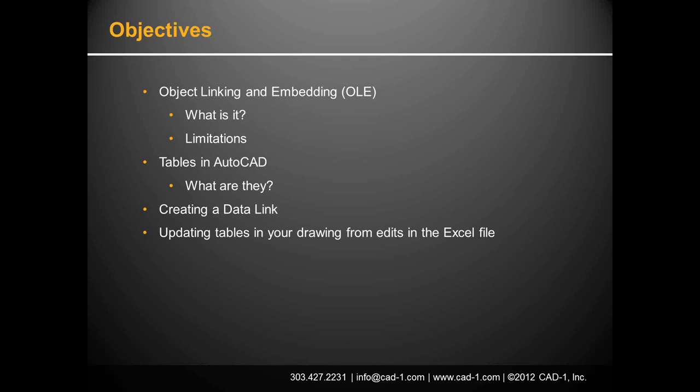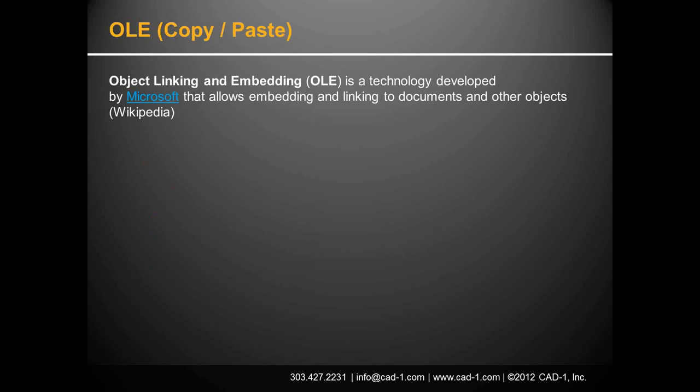So once we've created the data link, we've brought things into AutoCAD. I'm going to talk about how you update your tables, and then here's something a lot of people don't know you can do. You can actually update the Excel file from editing things inside the drawing. So what am I talking about here?